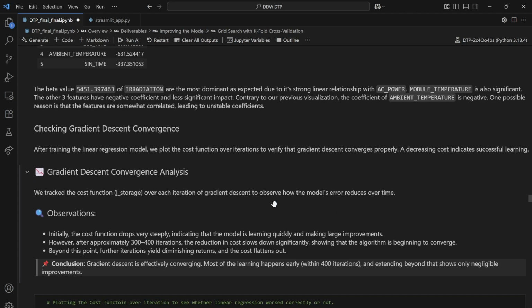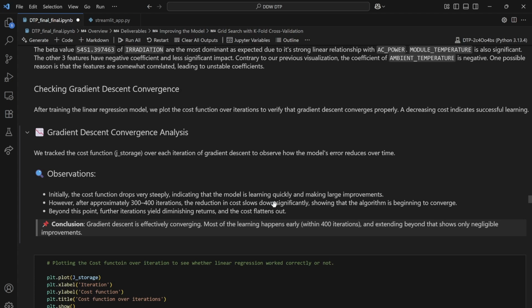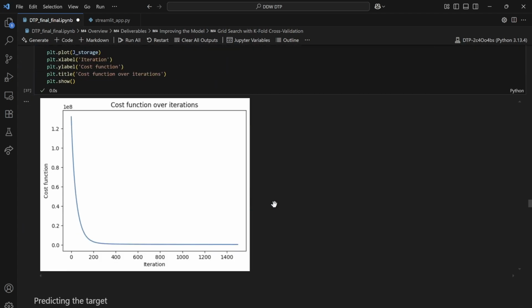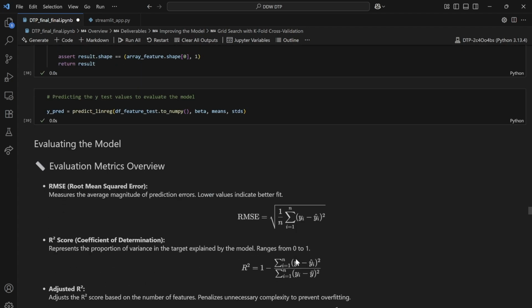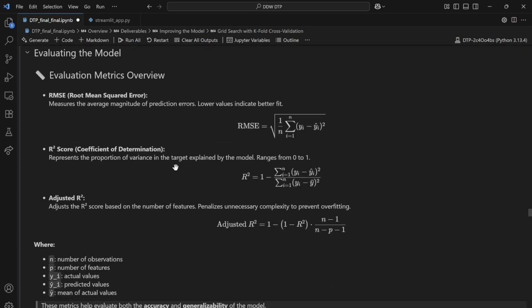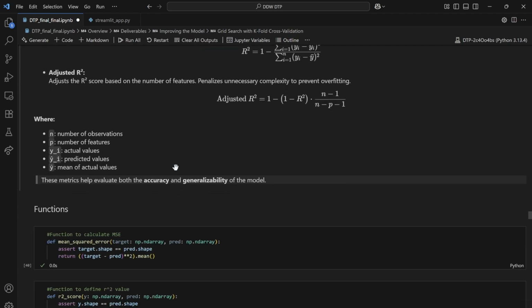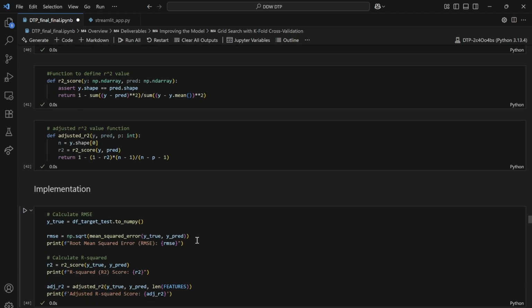To ensure that our model was learning at a correct rate, we check our gradient descent convergence. We do this by plotting our J history, and we can see from this graph that our model is learning really fast, and it starts to have diminishing returns from about 300 to 400 iterations onwards, and the rate of improvement is negligible from here on. So with this, we are able to evaluate our model using RMSE, R-squared score, and adjusted R-squared. These metrics help to evaluate both the accuracy and generalizability of our model.